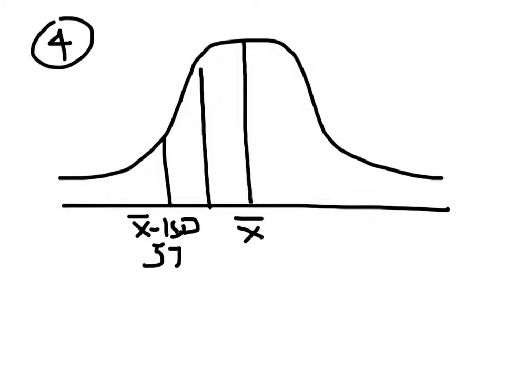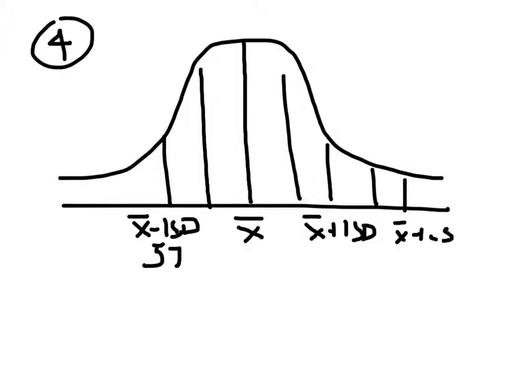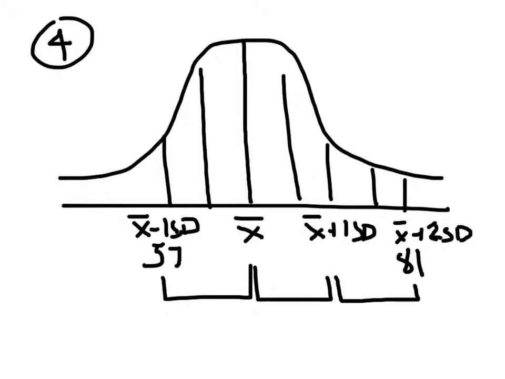We're told a score of 81 is 2 standard deviations above the mean. So x bar plus 1 standard deviation and x bar plus 2 standard deviations. 2 standard deviations above would be a score of 81. So the distance from here to here is 1 standard deviation, and the distance from here to here is another one, and the distance from here to here is another one. So the distance from 81 to 57 would be equal to 3 standard deviations.